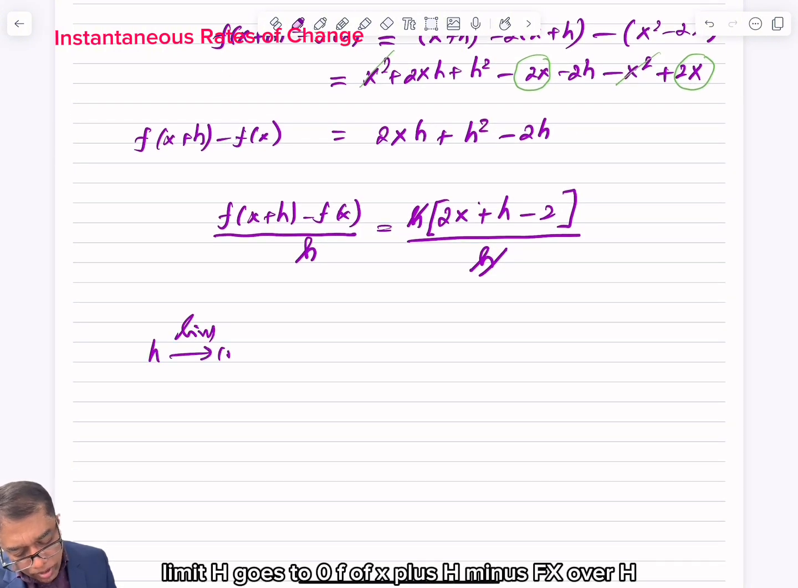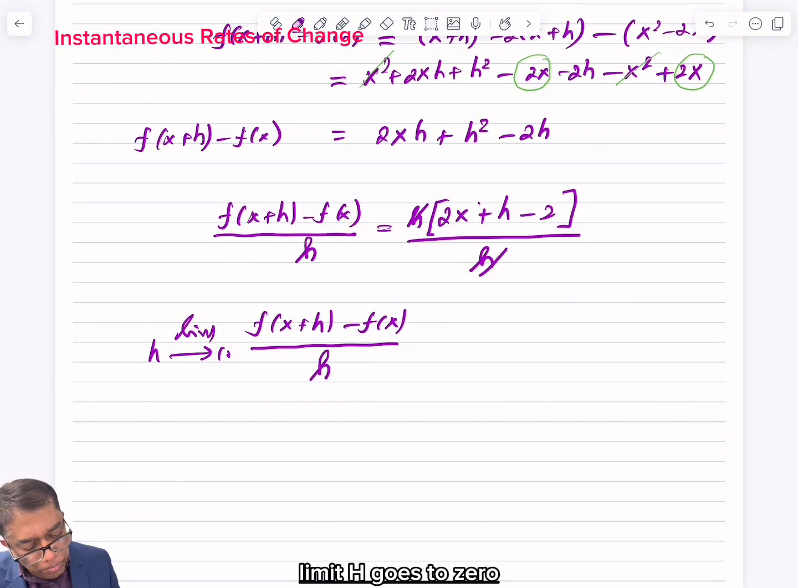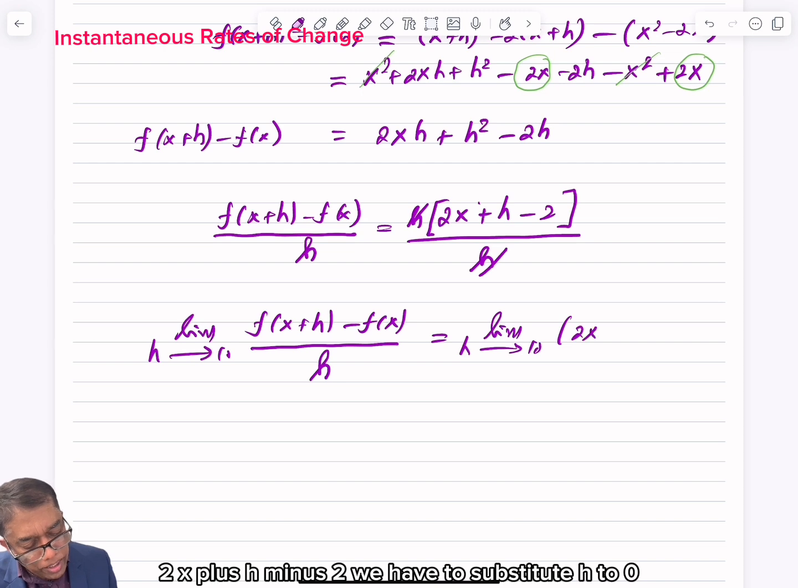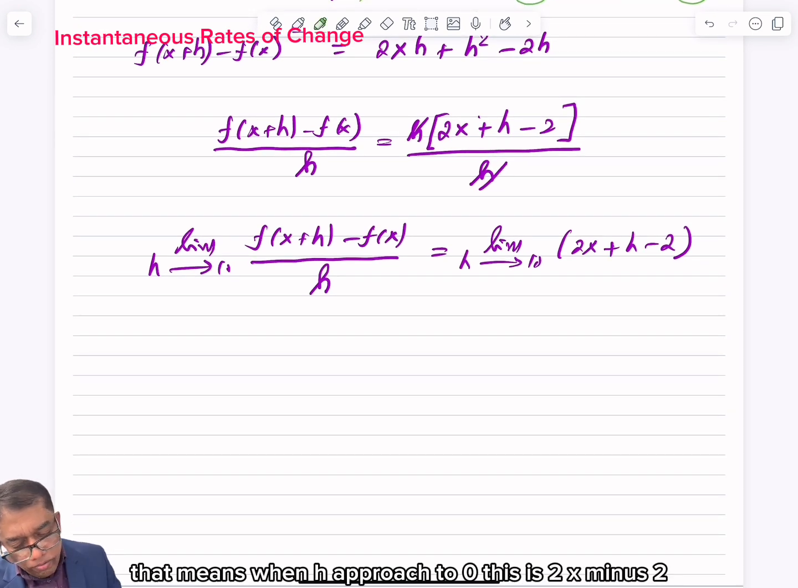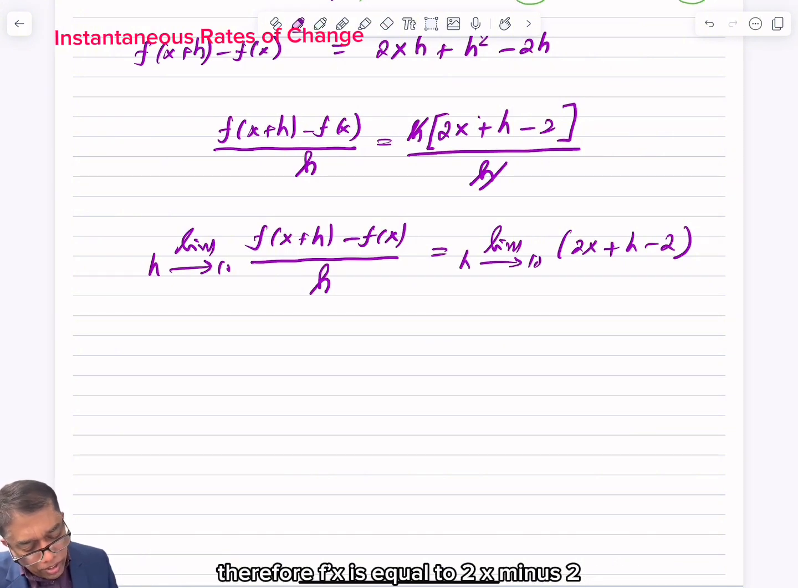The limit as h goes to 0 of f(x plus h) minus f(x) over h is the limit as h goes to 0 of 2x plus h minus 2. We have to substitute h to 0. That means when h approaches 0, this is 2x minus 2. Therefore, f dash x is equal to 2x minus 2.